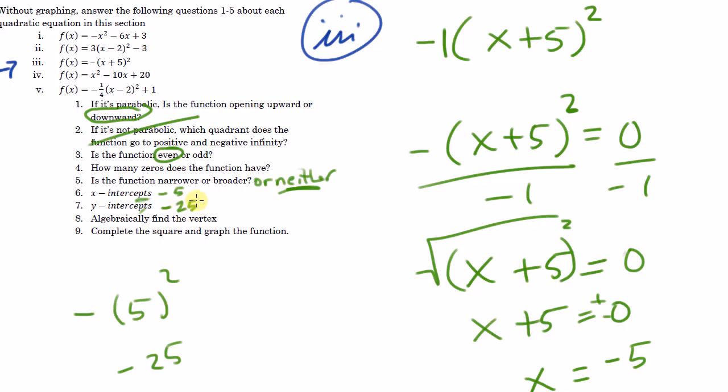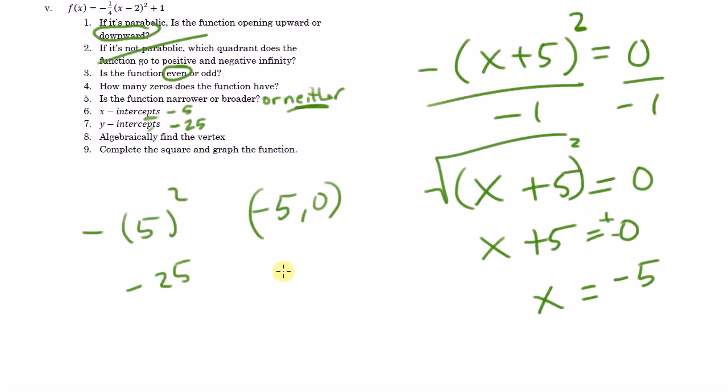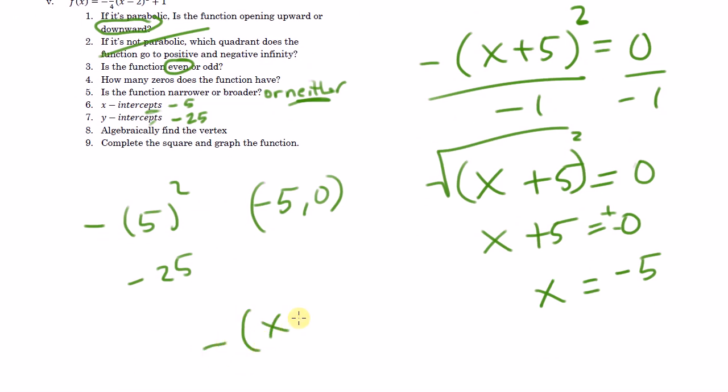Alright, so negative 25. Algebraically find the vertex. The vertex is going to be at negative 5, 0. And complete the square, no problem. Done.